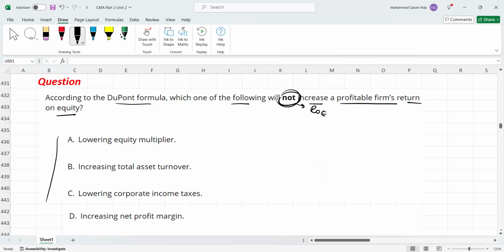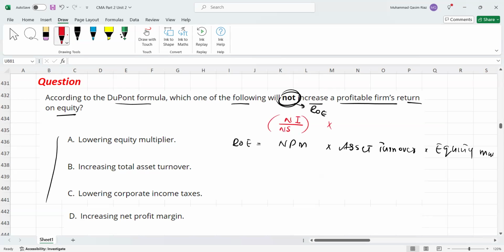So let me write here return on equity. Under the DuPont model, we need net profit margin ratio multiplied by asset turnover ratio multiplied by equity multiplier. Okay. Now let me write the formula here also. Net profit margin, how do you calculate? Net income divided by net sales.